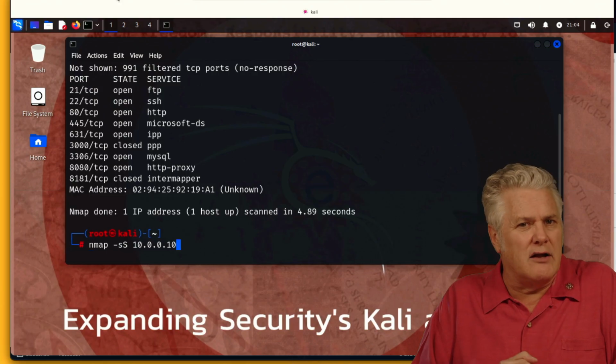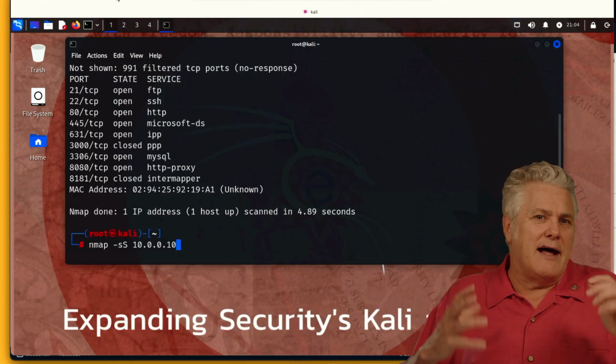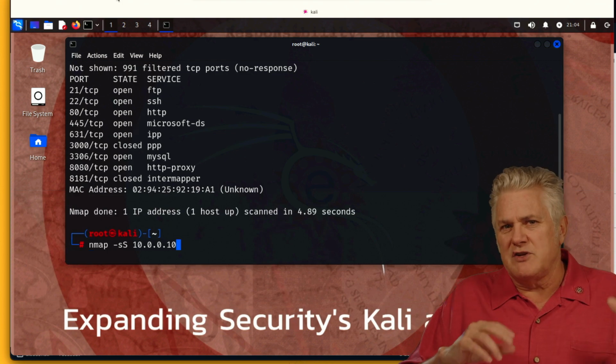So I hope you've gotten a look at what knowledge statements are, what skills are, and what tasks are.